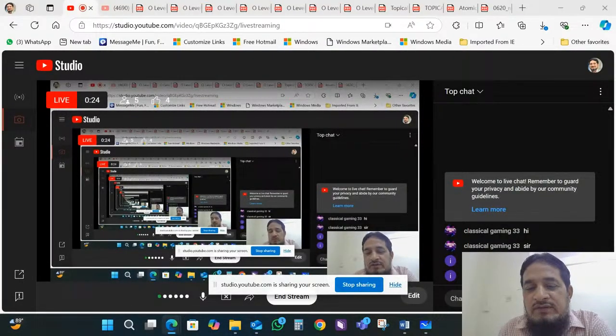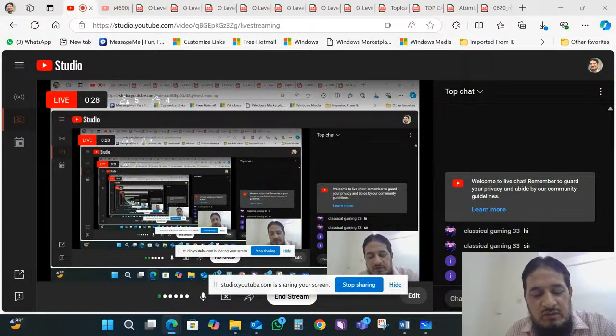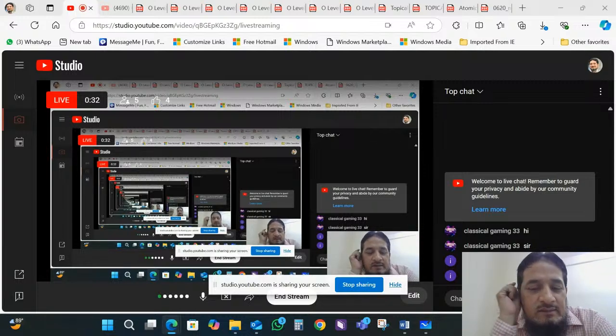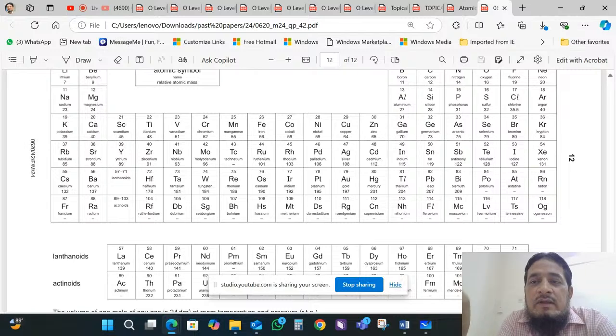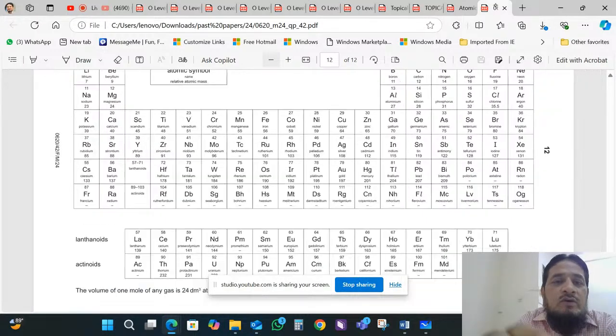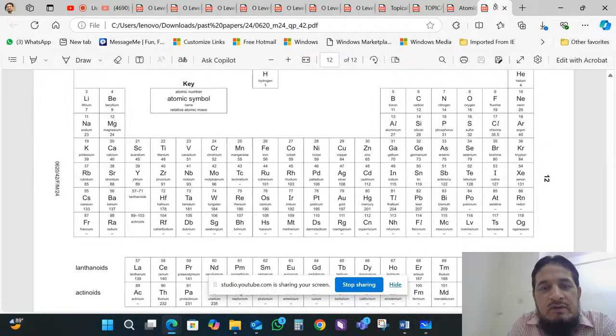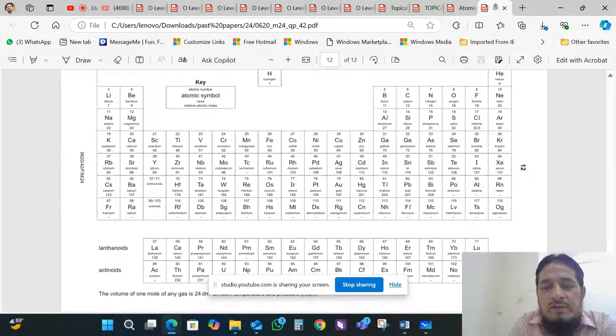Today we are going to discuss and revise the unit atomic structure and chemical bonding, which we have done previously. So first of all, I would like to show you the periodic table. This periodic table copy will be given to you in your exam.